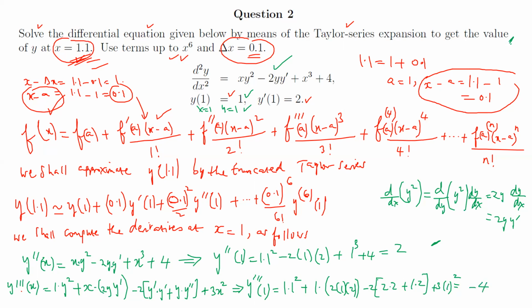Okay, so we continue now. We found the third derivative, but remember that we must do 6 of them because we must go up to x to the power 6. So we're going to do 6 derivatives.